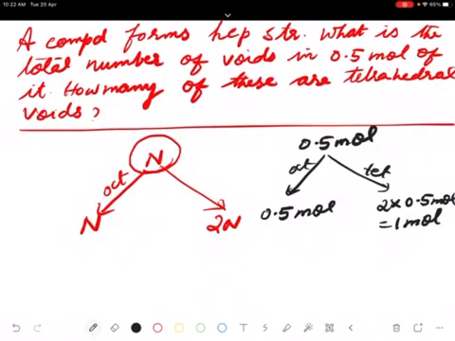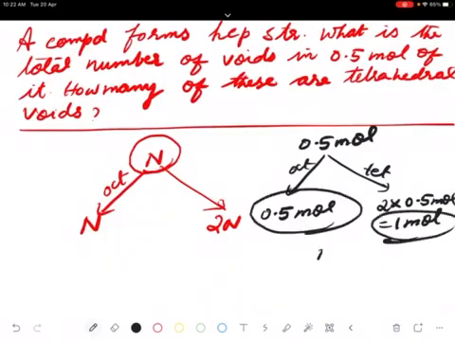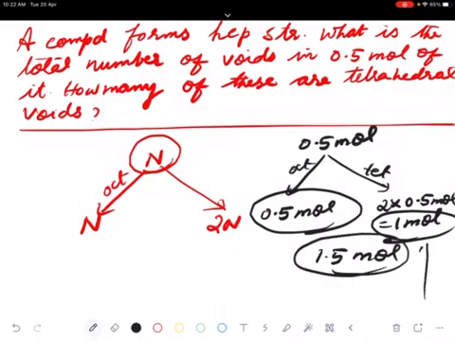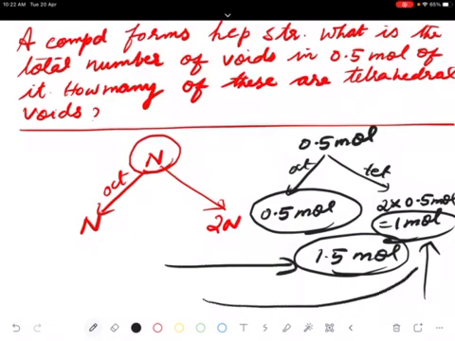What are the total number of voids? So this and this, that is, total number of voids will be 1.5 mole. How many of these are tetrahedral voids? Out of this 1.5 mole, 1 mole will be tetrahedral voids. So this is the answer. First answer is 1.5 mole. Second answer is 1 mole.